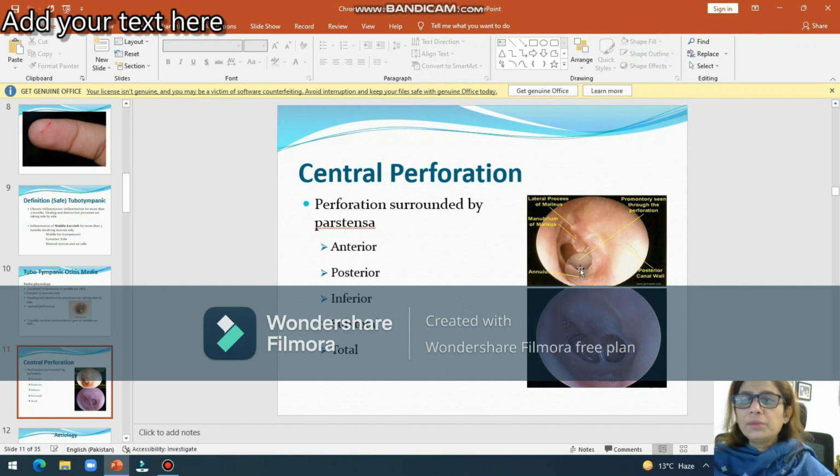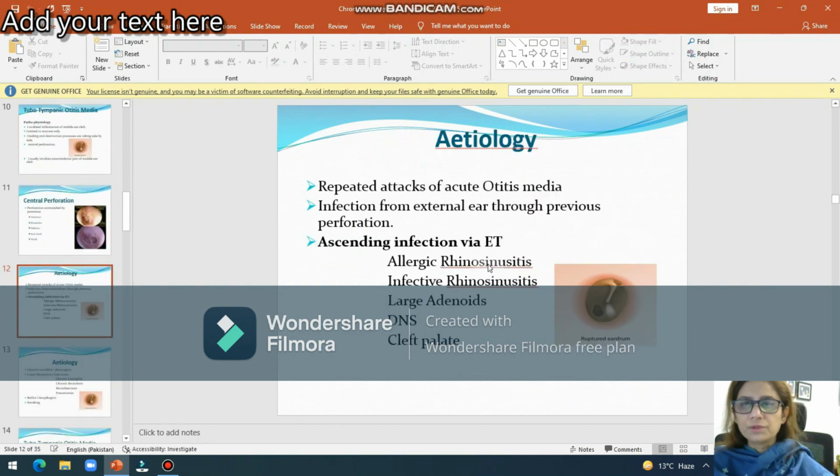We divide the pars tensa into four quadrants. Vertical line passing through the handle of malleus and horizontal line through umbo, that is the lowest part of the handle of malleus. So antero-superior quadrant, antero-inferior quadrant, postero-inferior quadrant and postero-superior quadrant. Small perforation when it is present in one quadrant, medium perforation when it involves two quadrants, and subtotal and large perforation more than two quadrants.